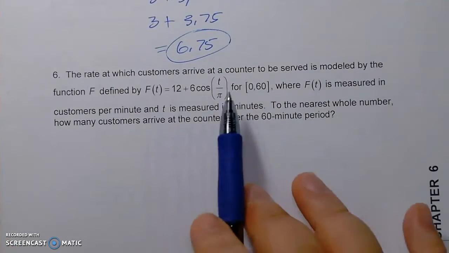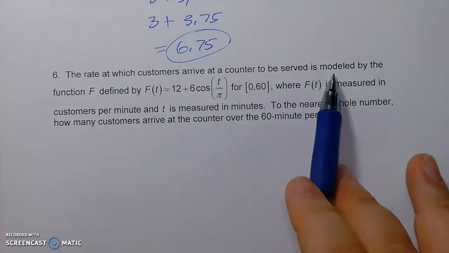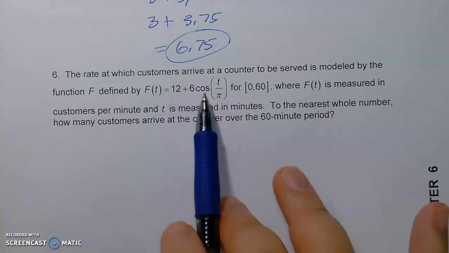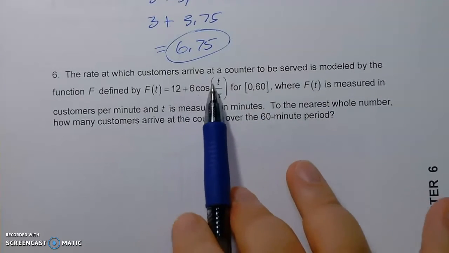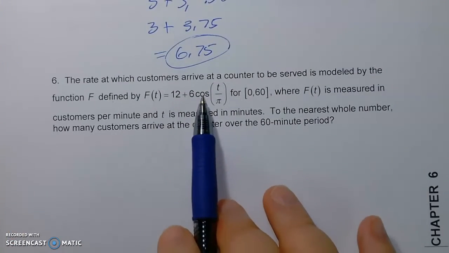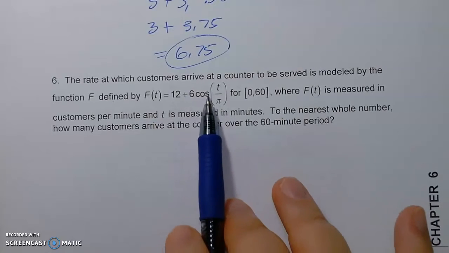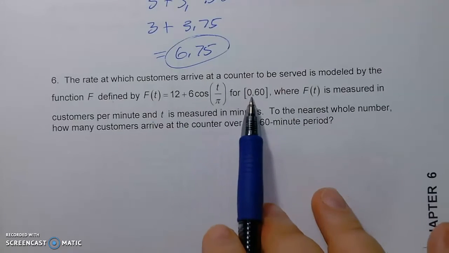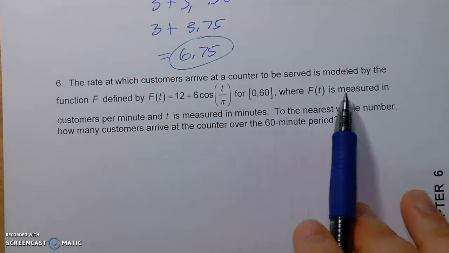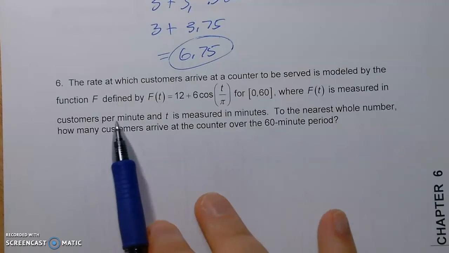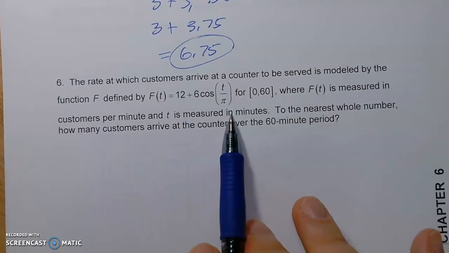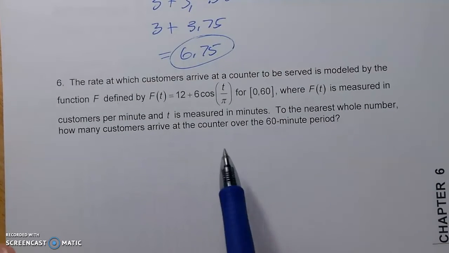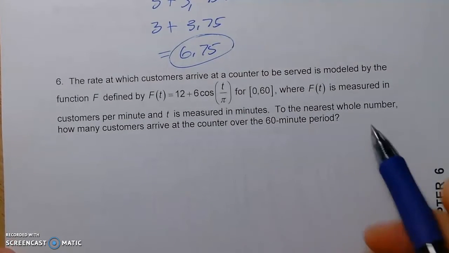The rate at which customers arrive at a counter to be served is modeled by the function f. So this is 12 plus or minus something. Cosine is going to go back and forth between negative 1 and 1. So anywhere from 6 to 18 customers for 0 to 60, so for the next hour. Where f is measured in customers per minute and t is measured in minutes. To the nearest whole number, how many customers arrive at the counter over the 60-minute period?